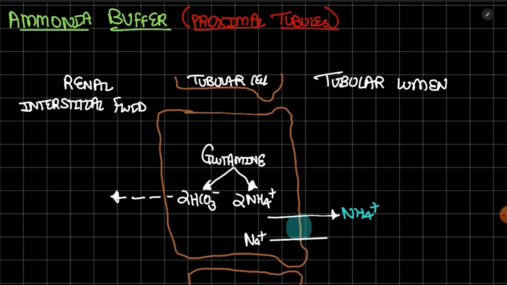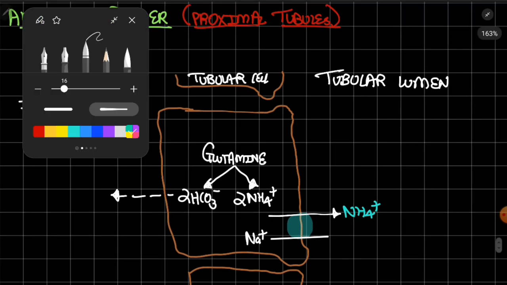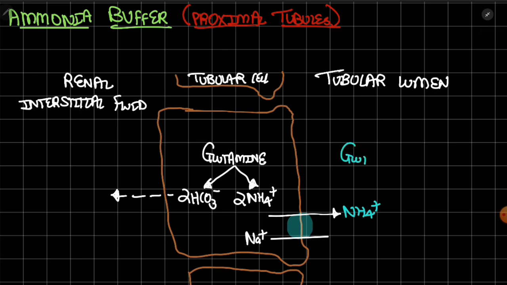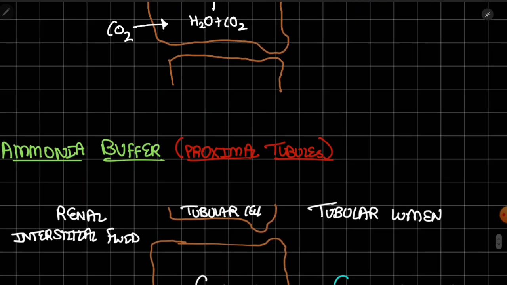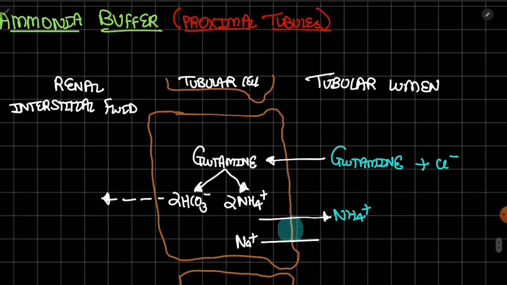Okay, now from where does this glutamine come? Basically the glutamine itself comes from the tubular lumen. So here the buffering substance is glutamine plus Cl minus. Let me just highlight the buffering substance here. Na plus plus NaHPO4 minus is the phosphate buffer, nearly seen everywhere, and in the proximal tubules of the ammonia buffer, glutamine plus Cl minus is the buffering substance.